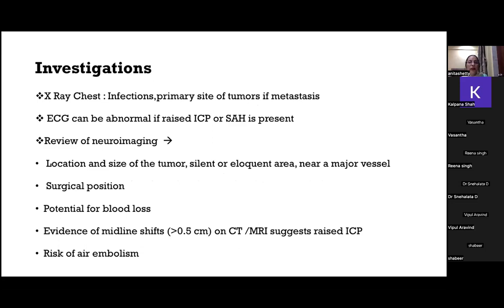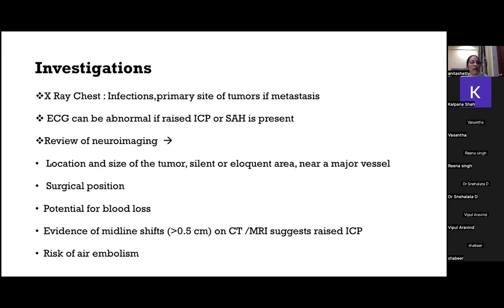If the brain tumor is a metastatic tumor, increased ICP or subarachnoid hemorrhage can cause ECG changes. And you must do the study of the neuroimaging, whether it is CT or MRI, to know the location and size of the tumor, whether it is involving any eloquent area or near a major vessel, which can cause bleeding or increased incidence of air embolism.